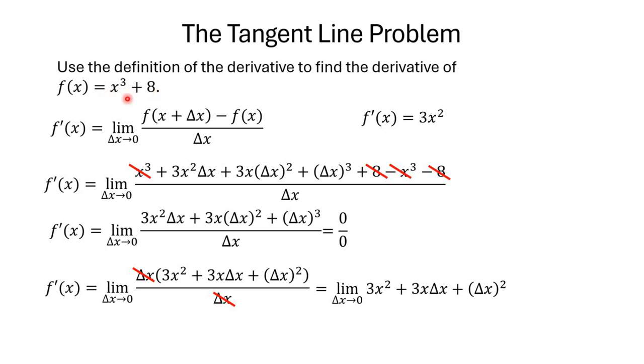This expression, 3x squared, this function is the derivative of the function f of x equals x cubed plus 8. The original function has another function, f prime of x, called its derivative, and that derivative function is defined this way. This is the definition of the derivative. We found the derivative of x cubed plus 8 to be 3x squared. Let's look at another example.